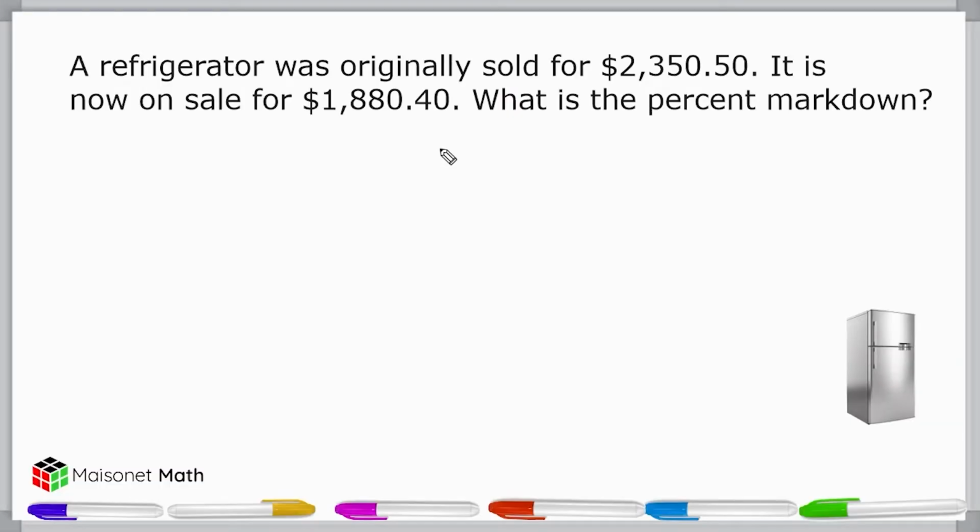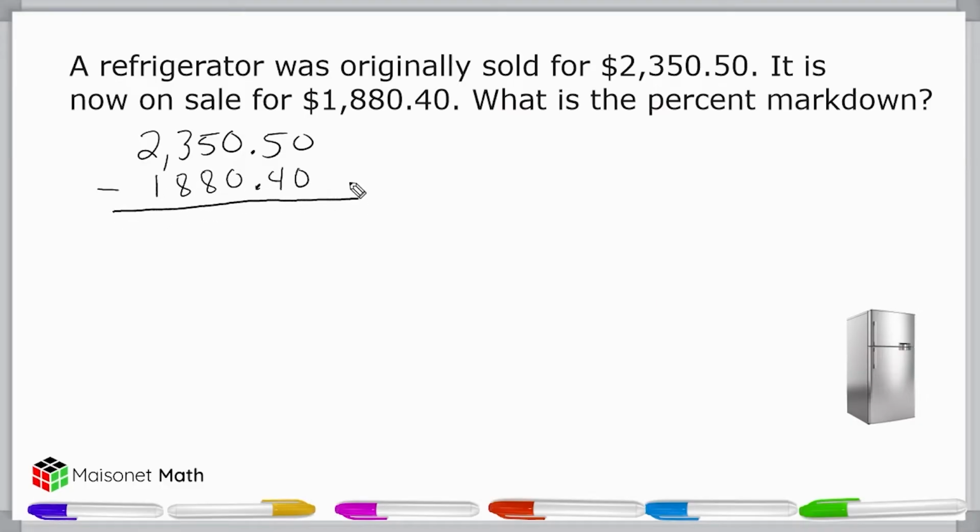For this problem, we have to figure out what is a percent markdown of a refrigerator that was originally this amount of money and now is on sale for this amount of money. When calculating a percent markdown, what we do is we take the 2 amounts and we start by subtracting those 2 amounts. So we're going to take $1,880.40 and subtract it from $2,350.50.